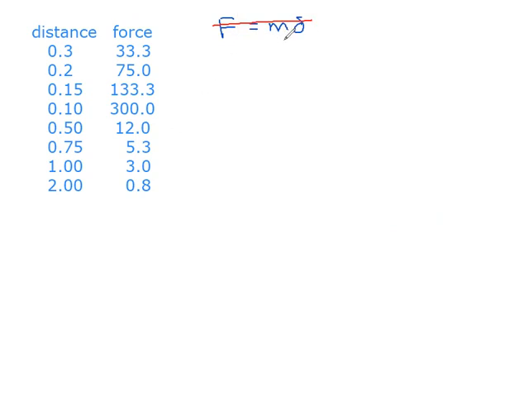So, we tried m times plain old d. Now we're going to try, because we know it's an inverse, m times 1 over d. We'll see if we have any luck with that. So I'm making a new table of values. Instead of distance, I'm going to be doing 1 over the distance. And no change to the force.